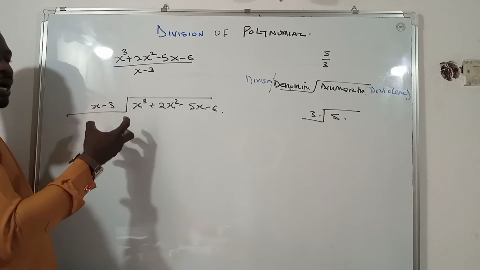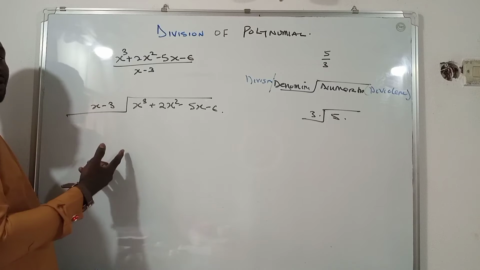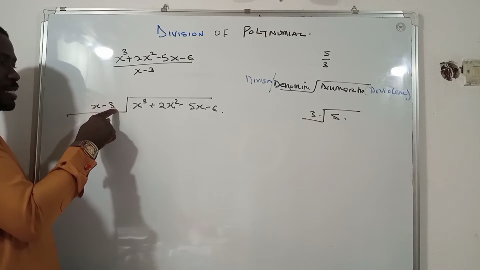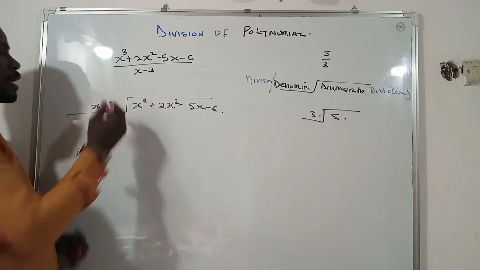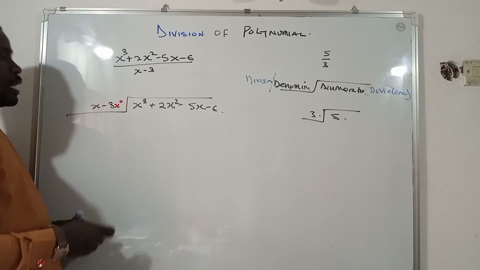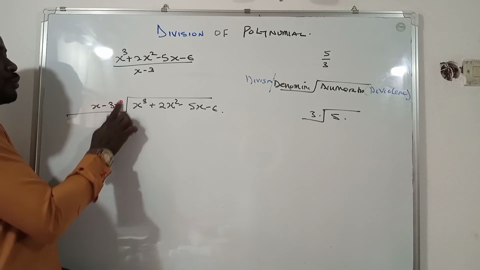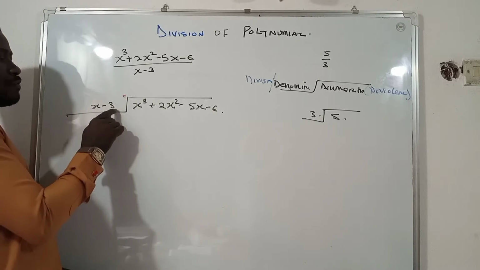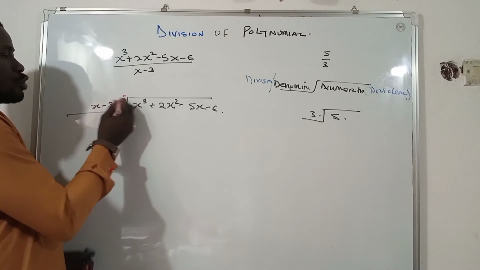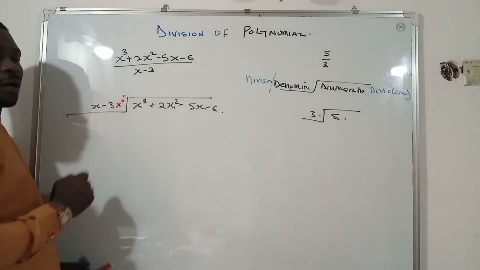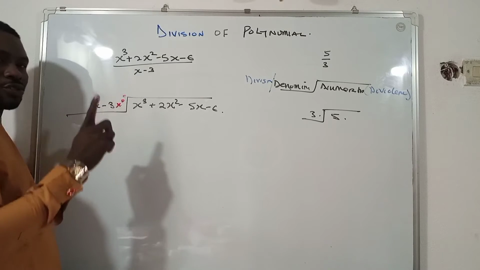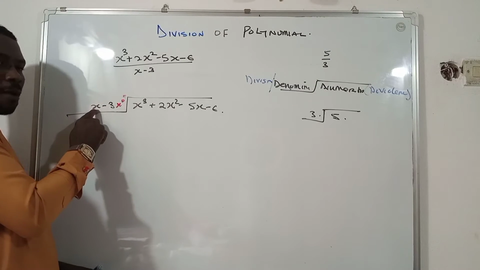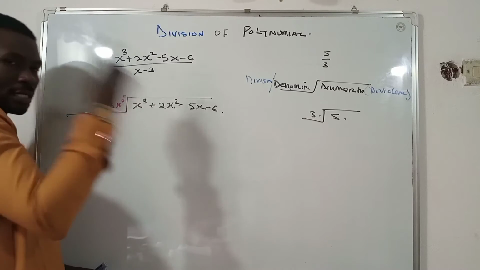Now for the divisor, if I asked, what is the degree of the divisor? The divisor is x minus 3. I want you to know that there is an x there, though invisible. If I bring in x, it will be raised to power 0. So that x raised to power 0 will be 1. 1 times 3 will remain the same thing as minus 3. And so it means that if this x is raised to power 0, and this x is raised to power 1, the highest power of the divisor is 1. And that 1 is determined by this term.